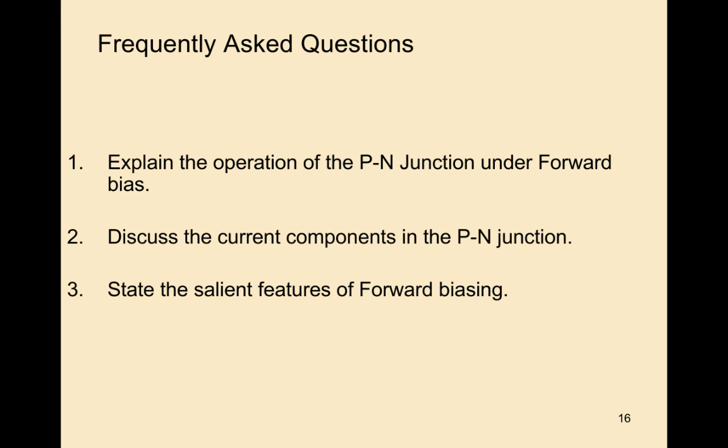Next question is, state the salient features of forward biasing. So what are the features of forward biasing when we connect the diode in forward biased mode? First one is the diode behaves like a low resistor, and second point is what? The current present in the diode is mainly due to the majority charge carriers. Third point is what? The potential barrier and width of the depletion region will be reduced. These are the features of forward biasing of a diode.